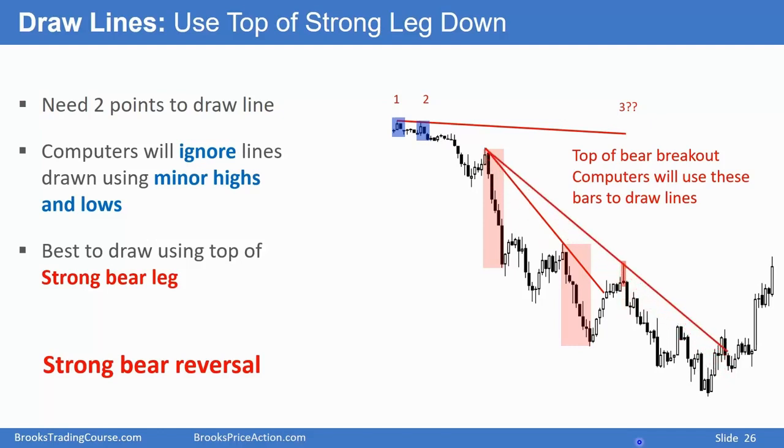Strong bear reversal here. At some point, traders redraw the line, maybe somewhere in here. They start wondering if this is the start of a new leg down. So they'll start to ignore this line and then start to use this line, and they'll watch to see what the market does when it gets near it.